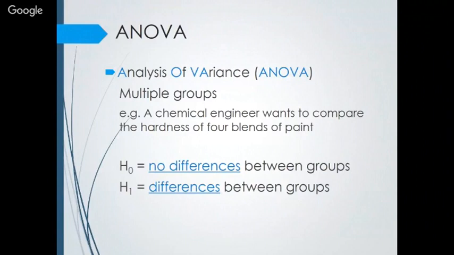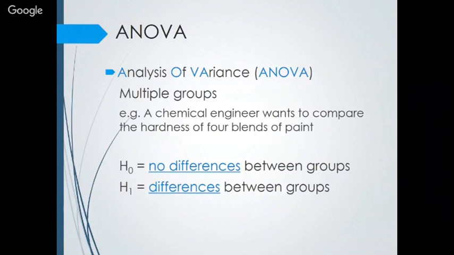So here the null hypothesis, H naught, is no difference between groups. That is the same null hypothesis we adopted in the t-test also. Normally in all the tests we use the opposite as the null hypothesis: there is no difference between the groups. And the experimental hypothesis is that there is a difference between the groups.